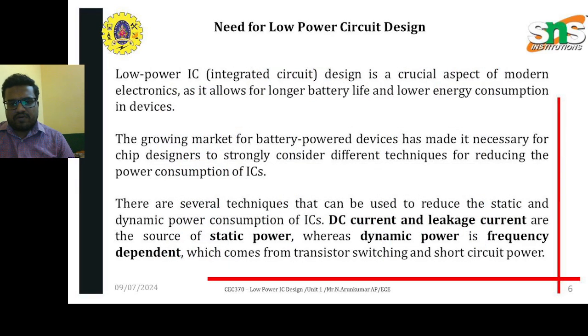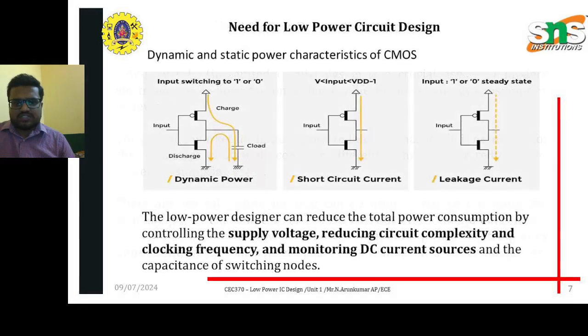While using low power design, we need to focus on DC current supply. DC current and leakage current are the source of static power. Next one is dynamic power, which is frequency dependent and comes from transistor switching and short circuit power. So there are two factors while defining a low power circuit design. One is static, and another one is dynamic. In static, they use speed as well as the processing level of the concerned ICs. In dynamic, we can check the power constraints.